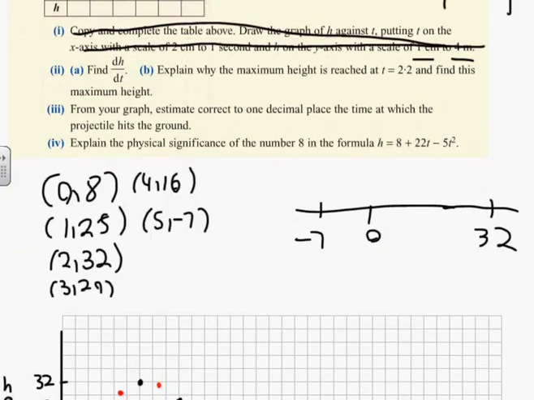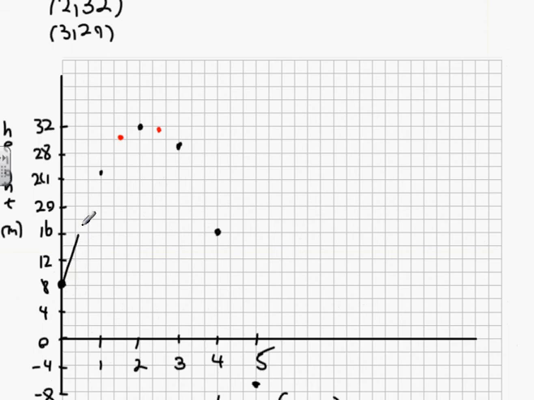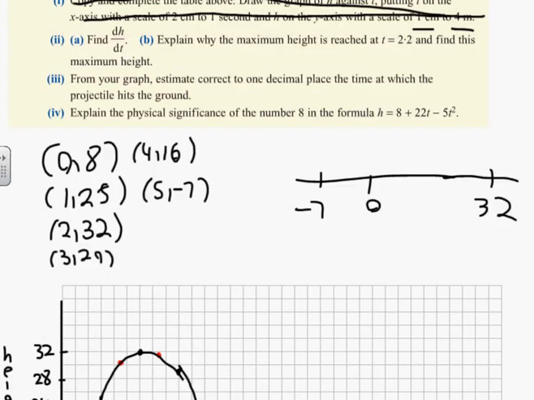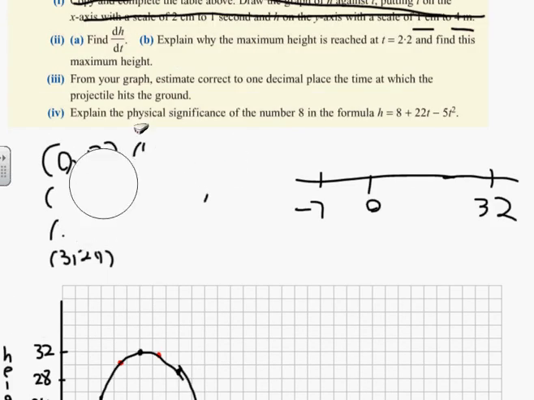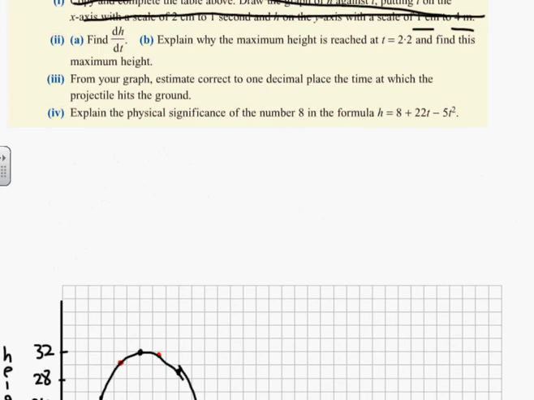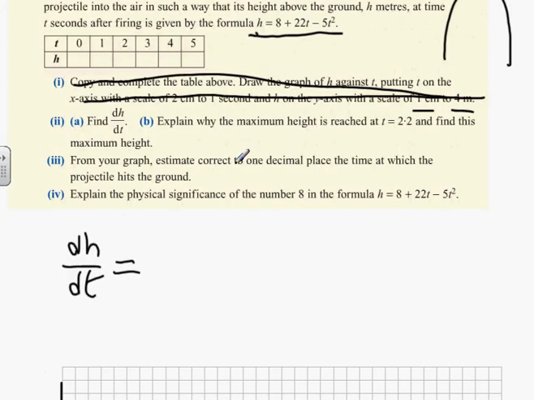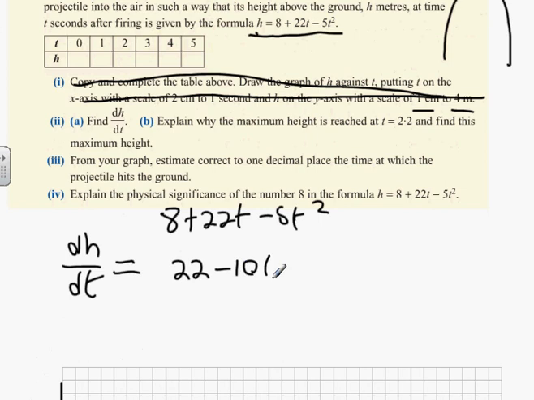Okay. So we've drawn the height. Now, what are you guys expecting the maximum height to be? 32. Is there another way in differentiation to find the maximum height? How do you find that maximum? Anybody? First derivative. Okay, so what's the first derivative of 8 plus 22t minus 5t squared, anybody? 22 minus 10t.